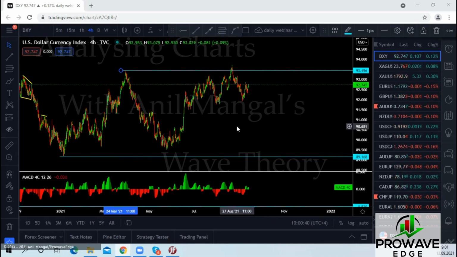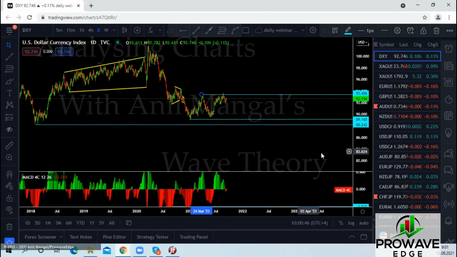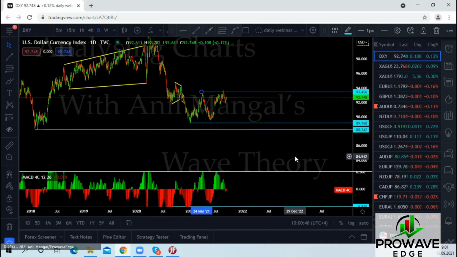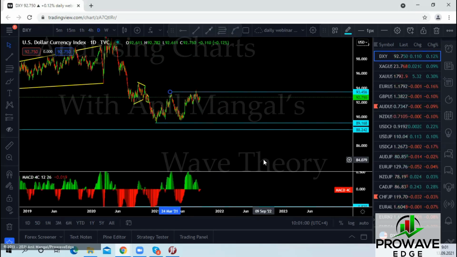Let's start with the dollar index, and I'll start with the daily so you can have a bigger view of what we're looking at. In the bigger picture, nothing changed. In the small picture, there was money to make, right? There was a lot of money. My group was functioning effectively without me and making money. They had a wonderful week, and from what I understand, a very profitable week.